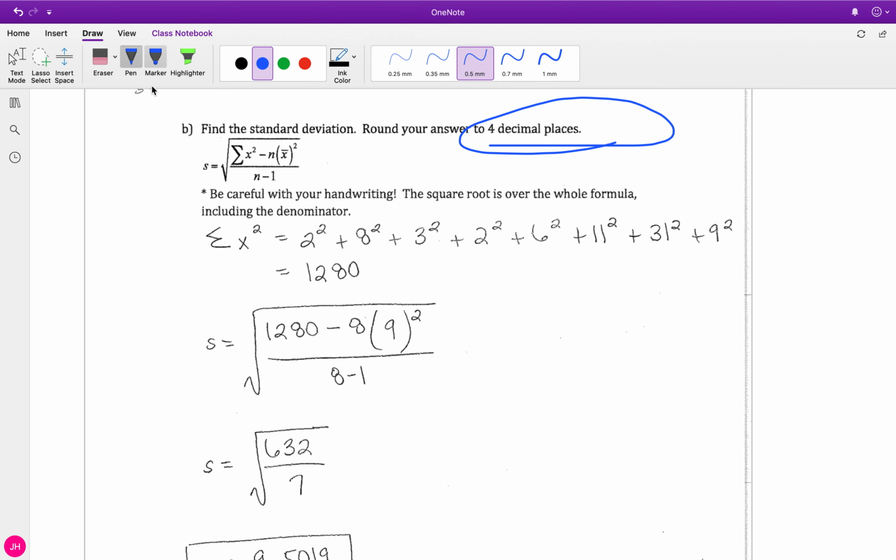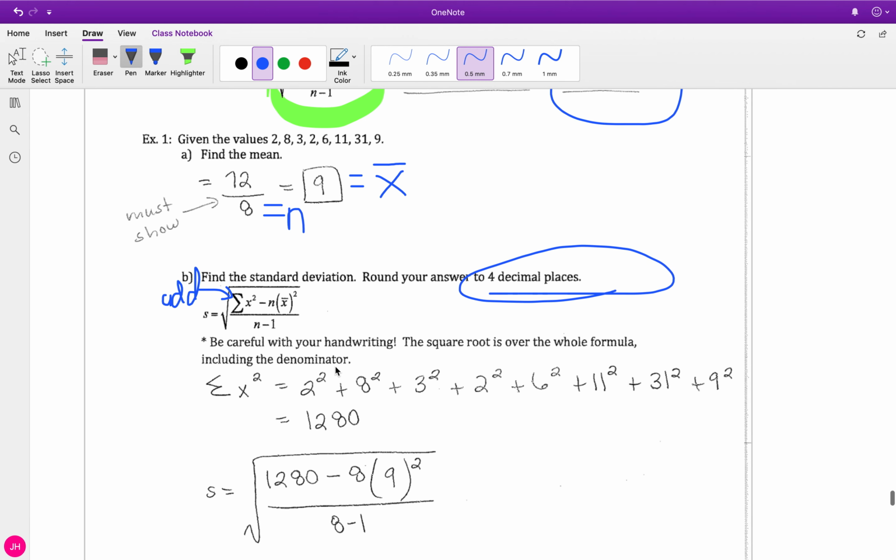So we know N, and we know the X, the mean right there. So we need to know what the sum of X squared is. And this little summation symbol means to add them up. So you can see my work down below is what I did: I took each one of our numbers and squared it. So 2 squared plus 8 squared, plus 3 squared plus 2 squared plus 6 squared plus 11 squared plus 31 squared plus 9 squared. Typed all that in my calculator and that gave me 1,280.